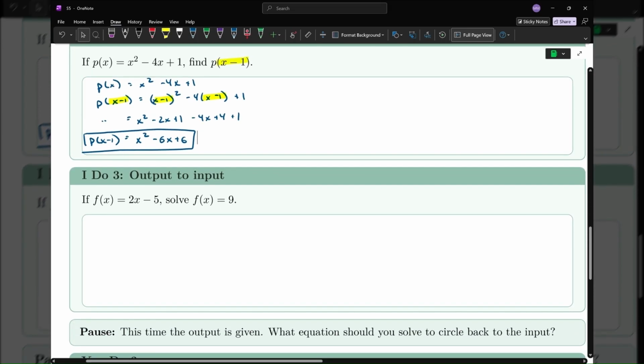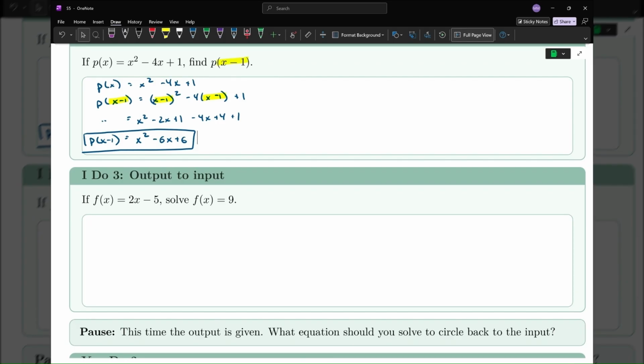So this question says, hey, f of x is 2x minus 5. Solve f of x equals 9. So notice the difference here. We don't know what x is. We have no idea what the input is, but we know the output is 9.